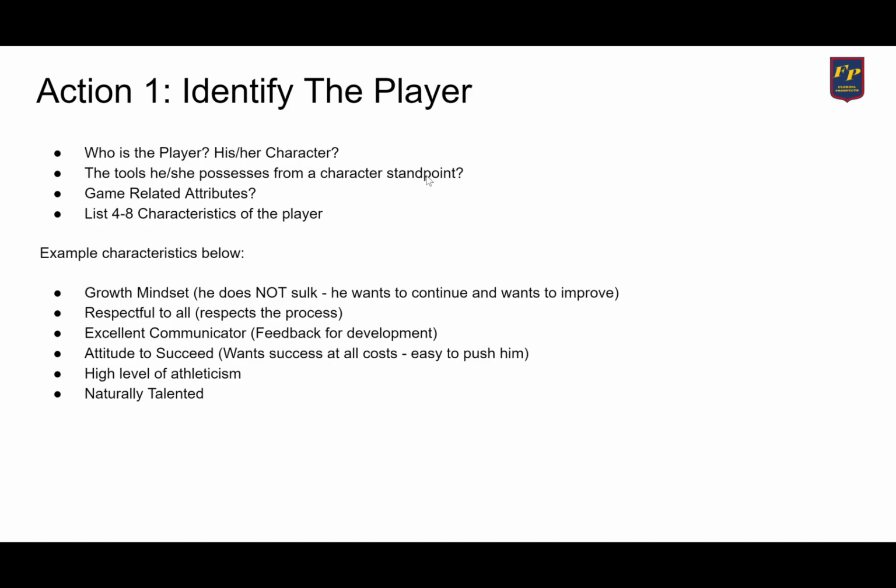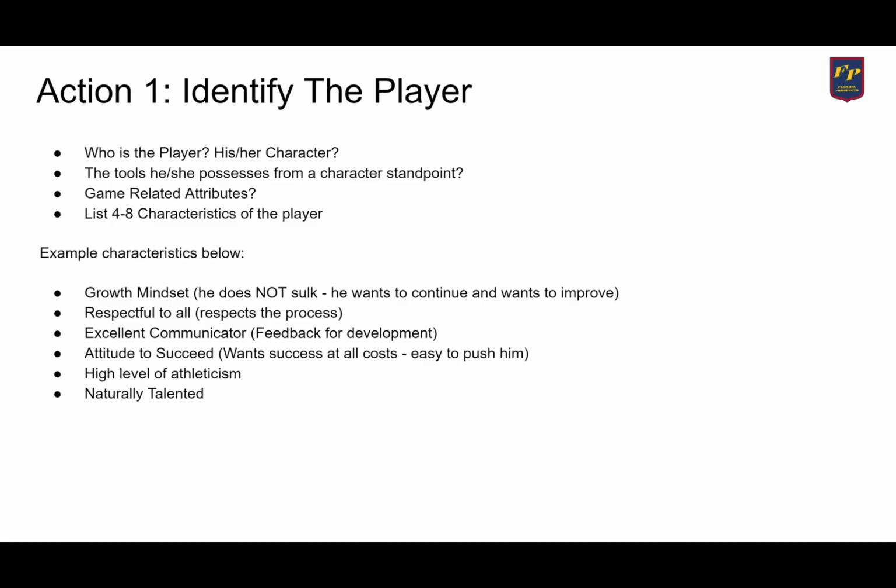All right, welcome to the first action of your individual player development plan. And again, this is identify the player. So you're going to identify yourself. Now, to give you some ideas, what you're going to evaluate first is who is the player, who are you? What is your character like? What are the tools that you possess from a character standpoint? How are your game-related attributes? And then you want to list 4 to 8 characteristics of the player.